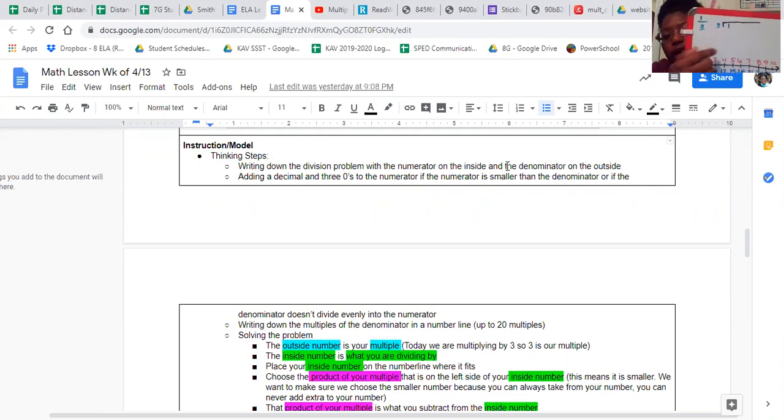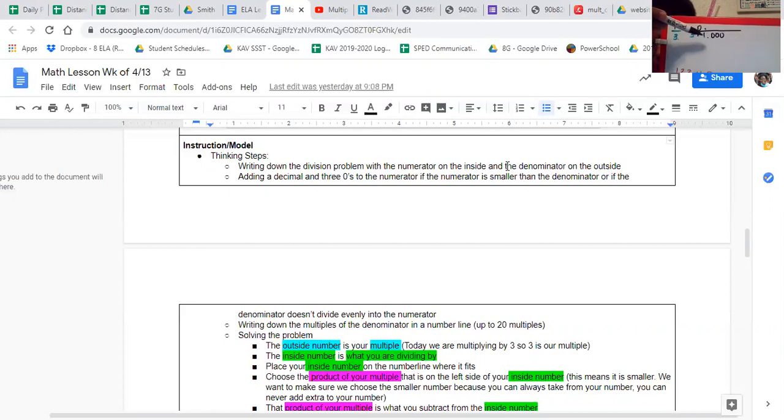Our second step is to add the decimal and 3 zeros after your number on the inside, your numerator, if the numerator is smaller than the denominator, or if the denominator doesn't divide evenly into the numerator. So we start with this one. We know that 3 cannot go into 1. So what you'll do is you'll put a 0 on top, and you'll add your 3 zeros on the bottom as well as your dot on the bottom. So we know that 3 cannot go into 1, so 3 goes into 1 0 times. We'll put a 0 right there.